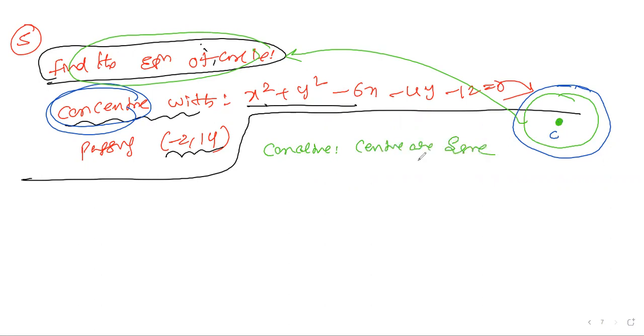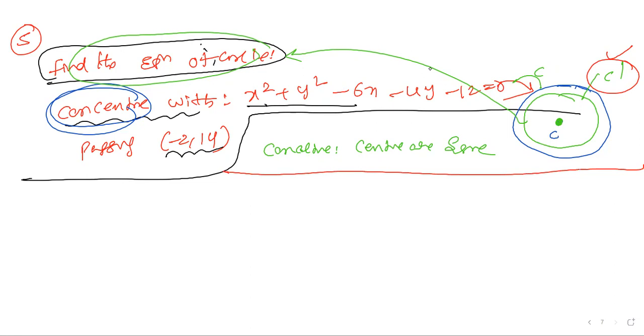Okay. Concentric means we can write the centers are the same. This is the equation of C, this is the equation of C dash. You're going to find the equation of C dash. They already mentioned the equation of C. Both centers are the same, right? So I can say the center of C dash and of C are the same.